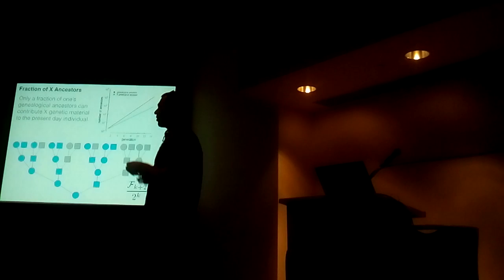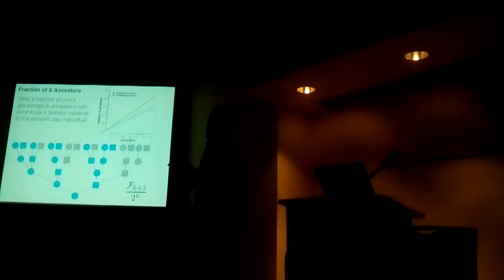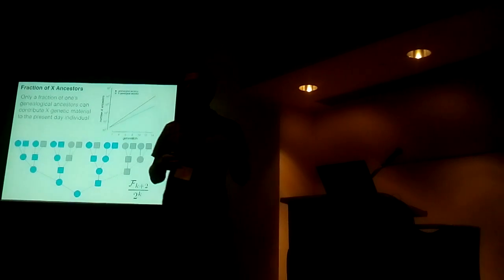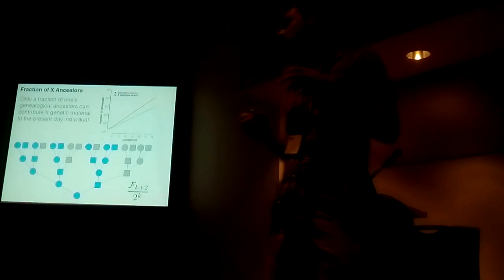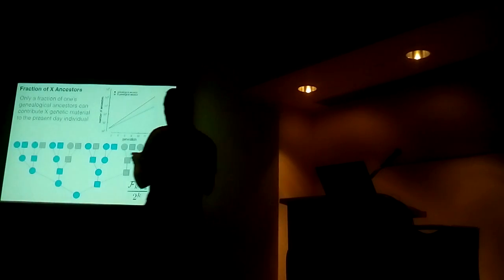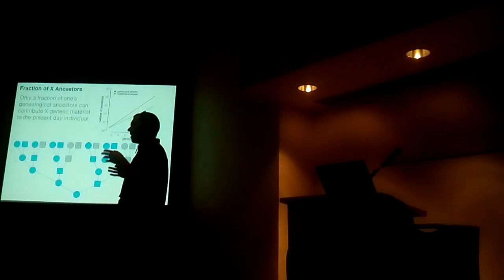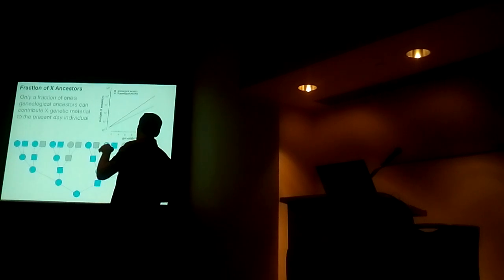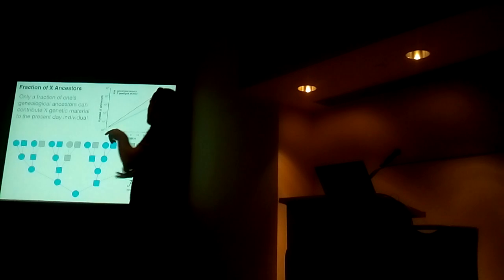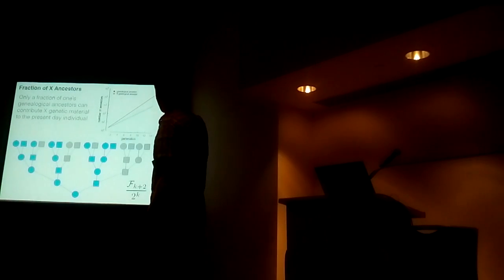So we can then ask the question, what fraction of our total ancestors are X ancestors? Now, both genealogical ancestors and X ancestors back through the generations increase exponentially, but X genealogical ancestors increase exponentially at a slower rate. So one's number of X genealogical ancestors as a proportion of total ancestors is decreasing through the generations, as evident in this plot.